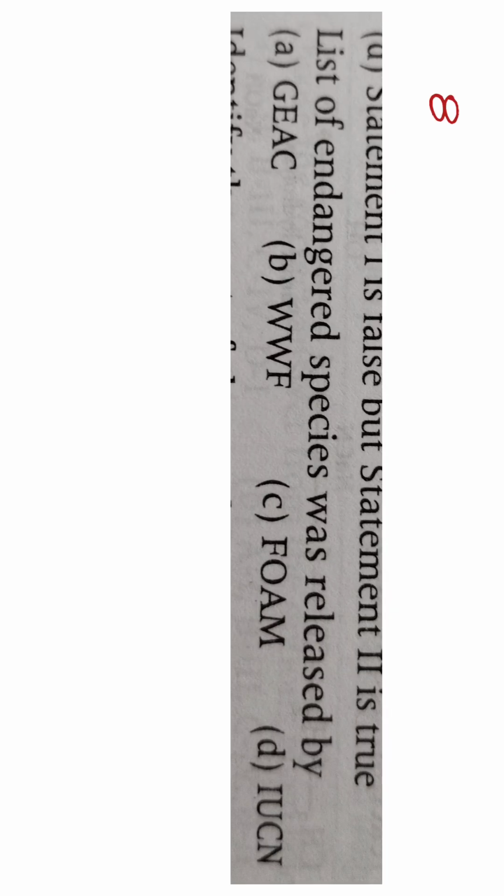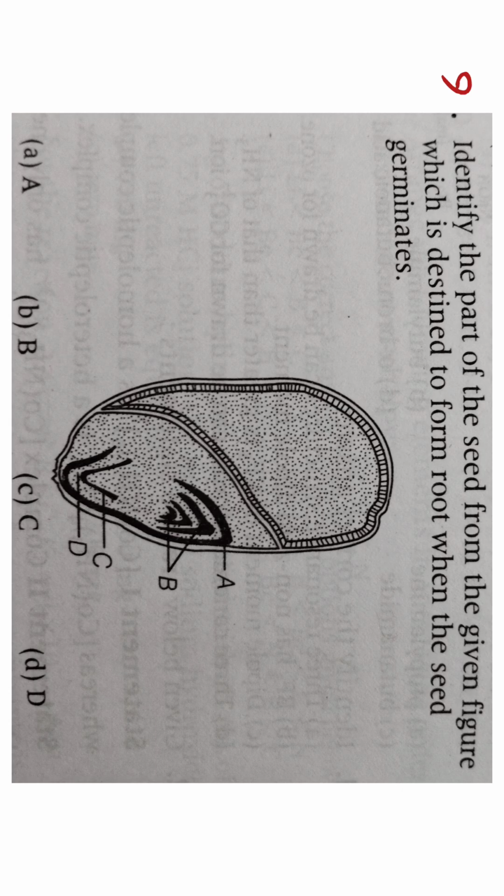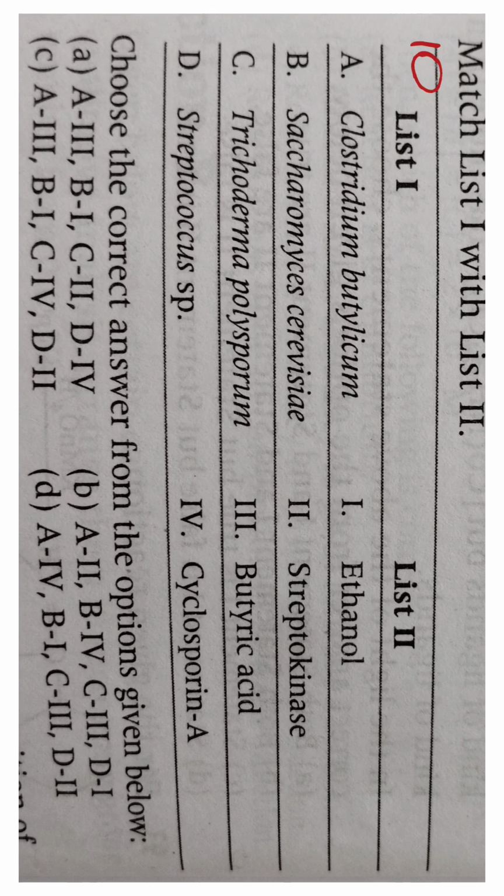Moving to the next question, question 8. List of endangered species was released by. Answer is option D, IUCN. Question number 9. Identify the part of seed from the given figure which is destined to form root when the seed germinates. The answer is option C. Question 10. Match list 1 with list 2. You can see list 1 and list 2. So the answer is option C.